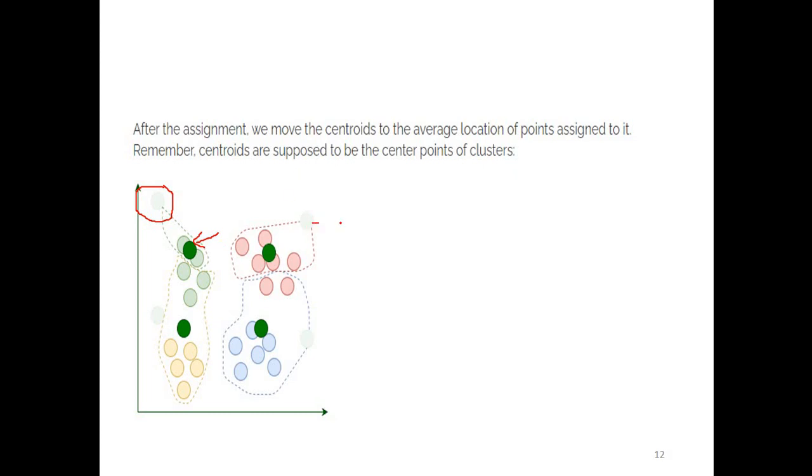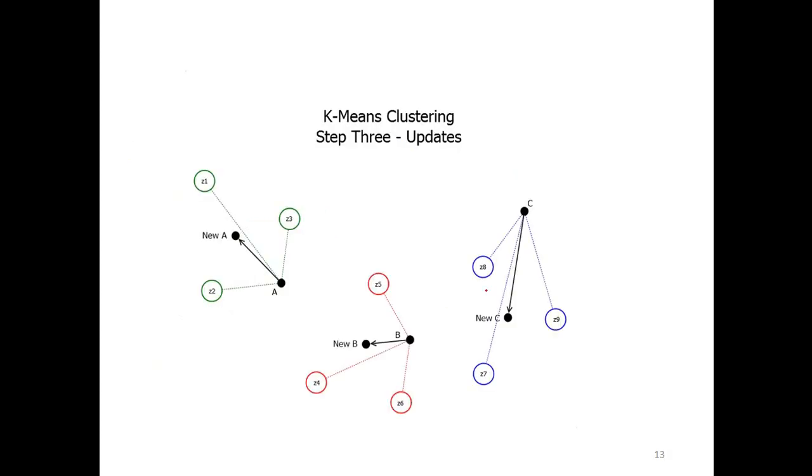Similarly, this is the previously identified centroid. Now the new centroid is identified based on the points grouped in this cluster. Likewise, the new centroid for this group is identified here. It is visualized like this. A is the old centroid. Based on the points assigned to this A, a new centroid is computed. B is the old centroid, new B is computed. C is the old centroid in this group and the new C is computed.